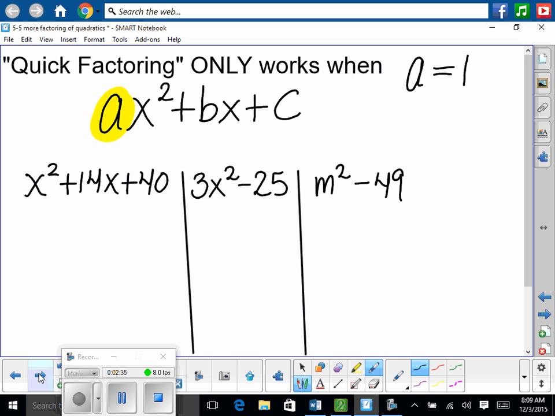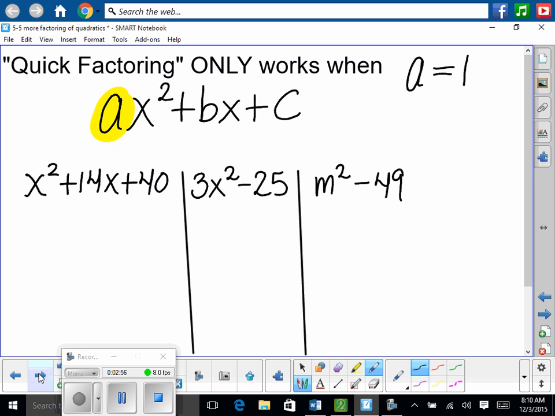Everybody understand, if your A value is 1, you can quick factor, and whatever multiplies to be A times C and adds up to be B, those will be your 2 factors. So, aren't we going to factor much quicker now? A lot of them? Yes. Do we still have to be able to do the long way factoring? Yes, because a lot of problems are not going to be able to be quick factored.